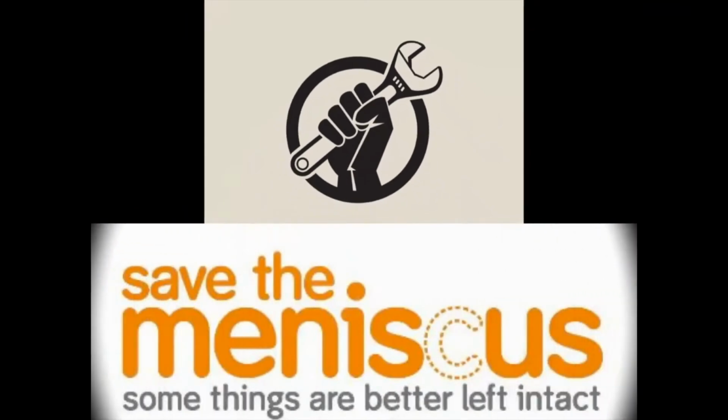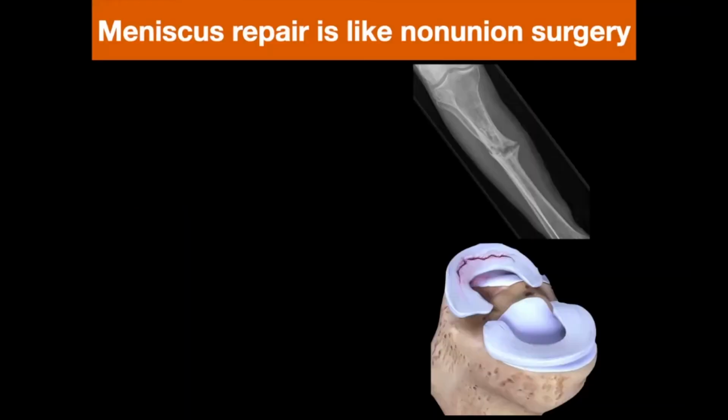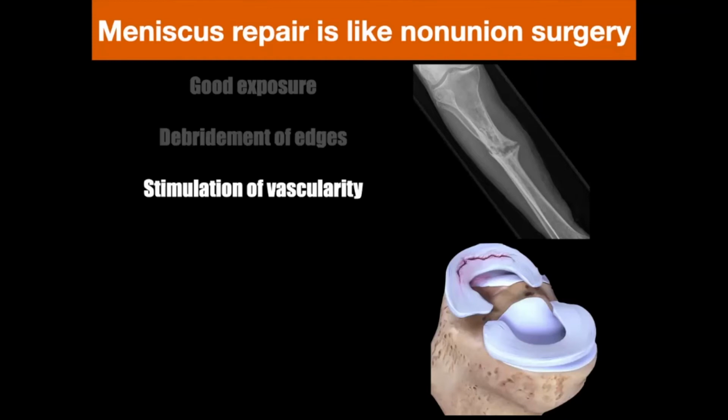So let us talk about repair, meniscal repair. I consider meniscus repair more like a non-union surgery. We should have a good exposure. We should have good debridement of the edges so that they are freshened up. We should stimulate the vascularity, like opening of the vascular channels, the medullary cavity in fractures, or by trephination and various other techniques like low suction shaving, or by using various diamond rasps. We should stimulate the vascularity.